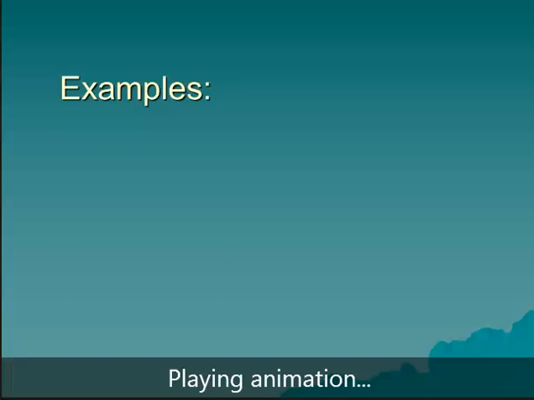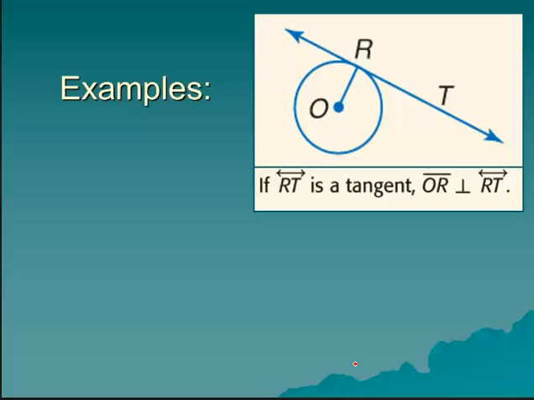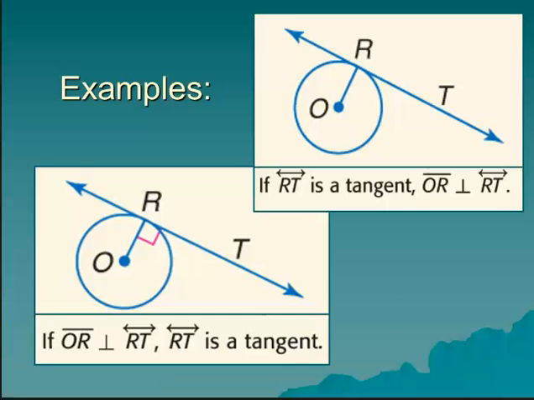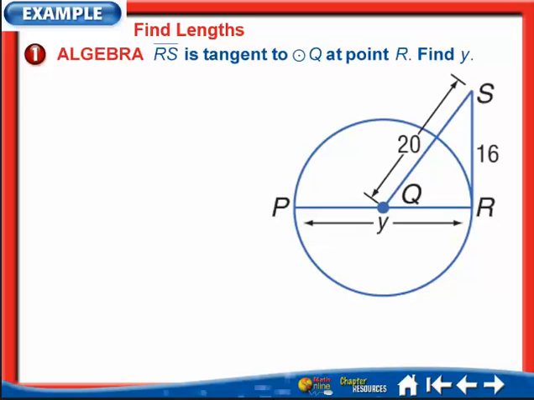So here's some examples. If I have this picture and I know that RT is a tangent, then I know that OR is going to be perpendicular. Remember, this symbol means perpendicular. Therefore, it is a right angle. To say that backwards, if OR is perpendicular to RT, we see that in this right angle box, then we know RT is a tangent. So we can use the same relationship two different ways. Let's use it here in this example.